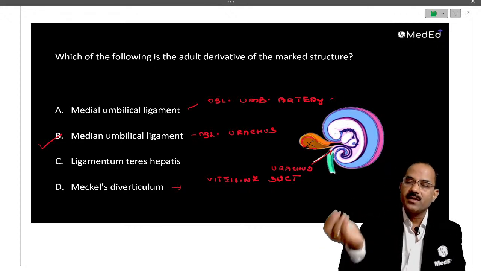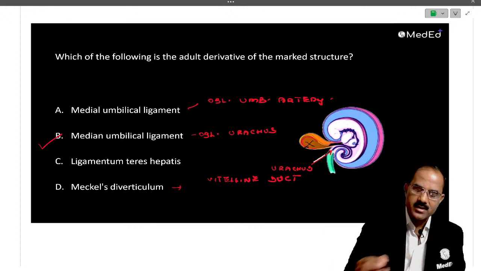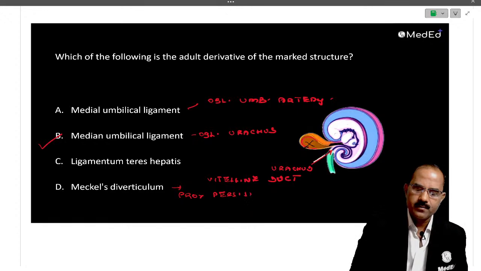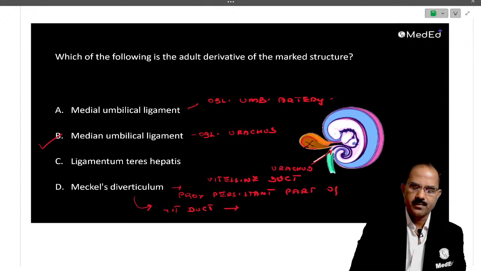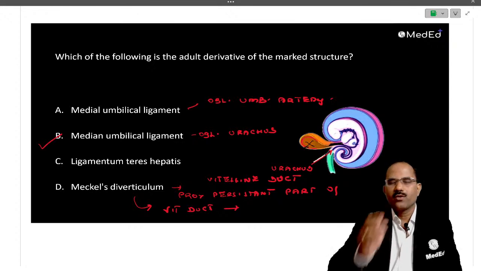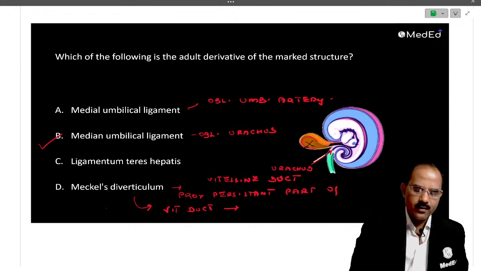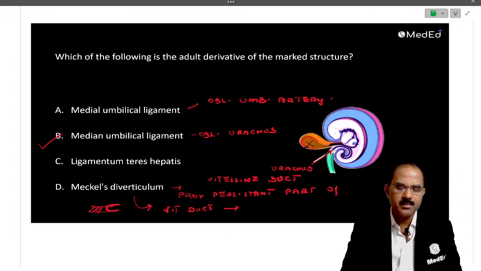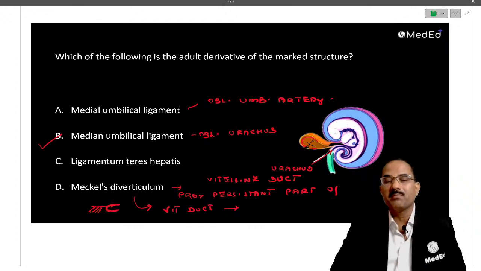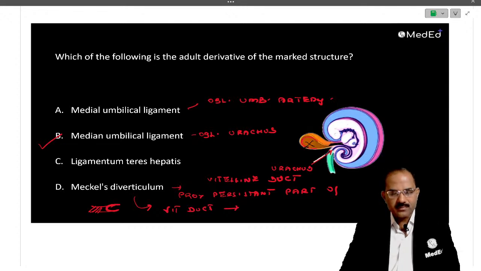Most of the time, the distal part of the vitelline duct obliterates, and the proximal persistent part of the vitelline duct is known as Meckel's diverticulum. Normally, the entire vitelline duct goes off. If the distal part obliterates and the proximal part remains, the proximal persistent part is known as Meckel's diverticulum.